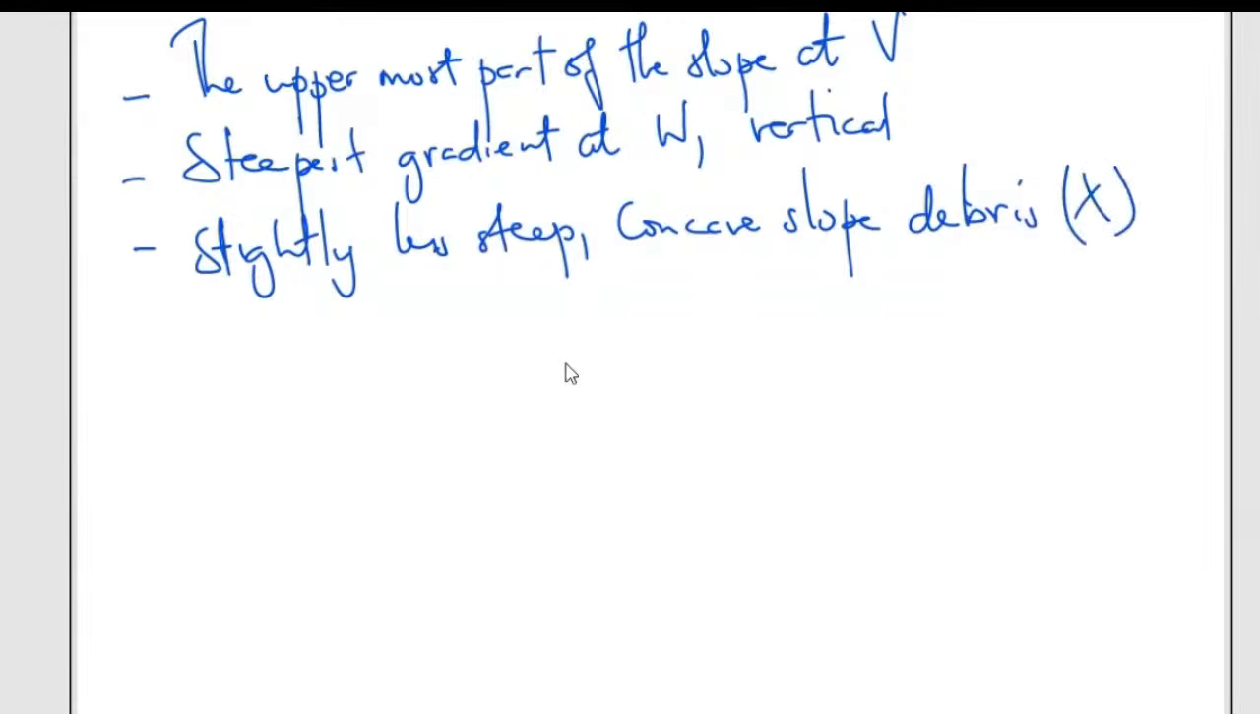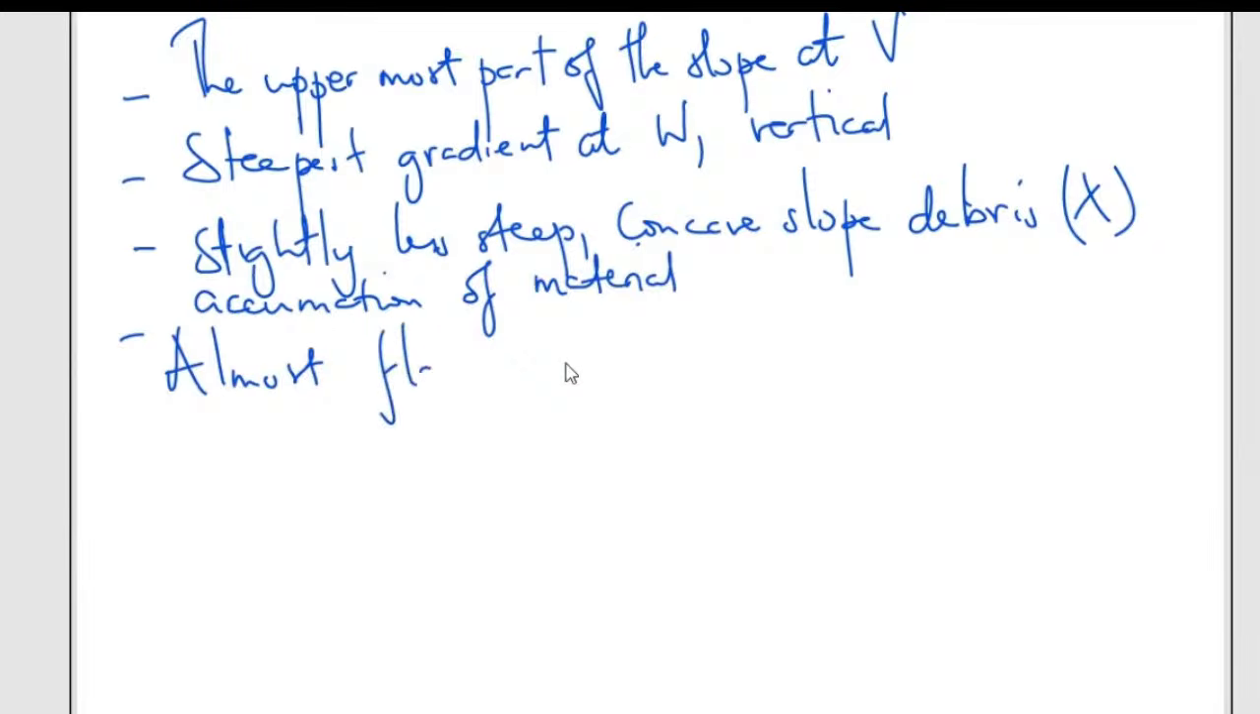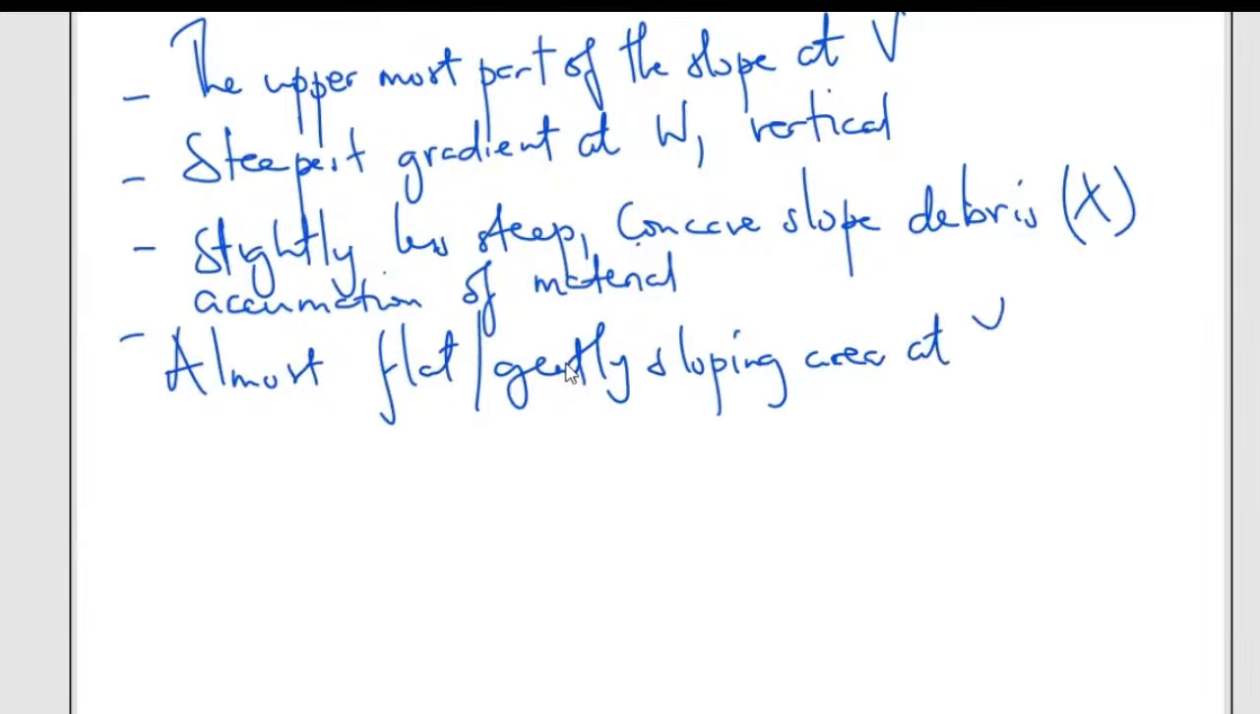which is our X. So we are seeing that the accumulation of material there leads to a slightly concave slope, because you are having accumulation of finer material. It creates a concave shape. Then as we go down, we reach the almost flat, or we can say this is the gently sloping area at Y.